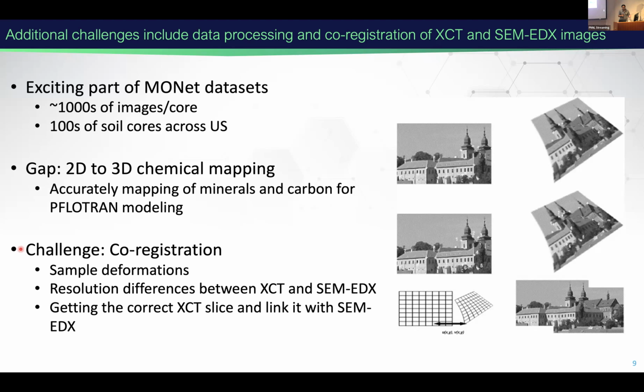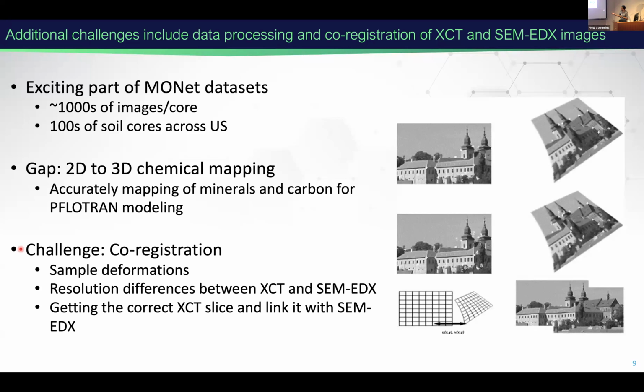The co-registration means these two samples have a different resolution, they are deformed, and there's a lot of space that is background noise that is not important. So we need to overcome the sample deformations and resolution differences between XCT and SEM-EDX. For example, you have a sample that is being deformed like this. You want to map them into one-to-one correspondence between these two and getting the correct XCT slice.